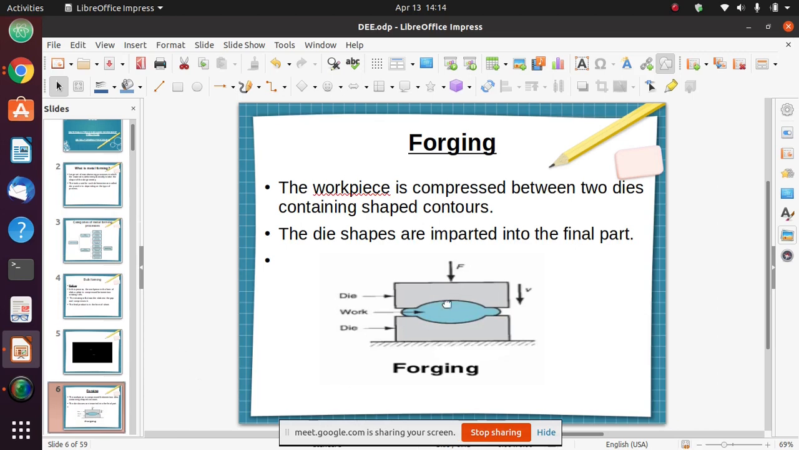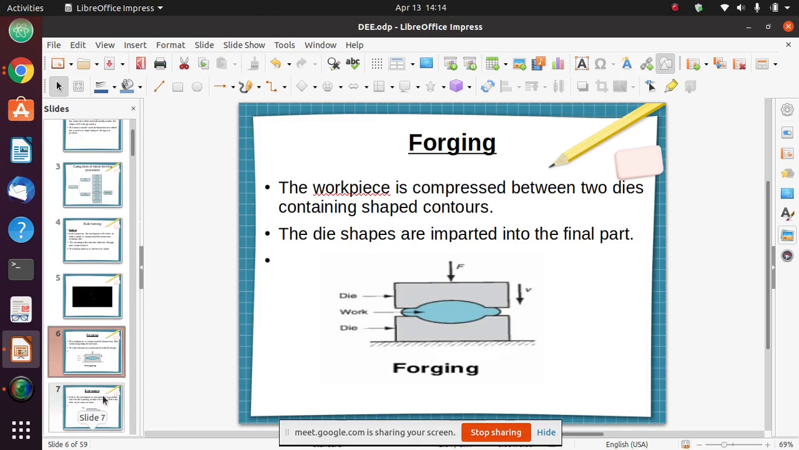When you put your workpiece in between these two dies and you hit or apply a force onto that die, that is what we call forging. You're compressing the workpiece between two dies. There are so many processes of forging, but for now we will just briefly pass through the meaning of forging.